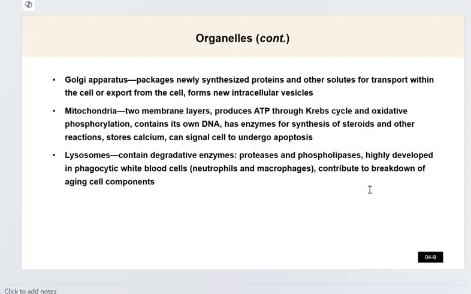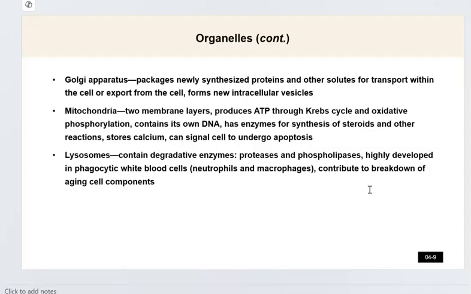Lysosomes contain degradative enzymes, the proteases and the phospholipases. So they are really important in breaking down aging cell organelles and molecules. The degradative enzymes are called acid hydrolases, and they depend on low pH for their function. Some examples of the acid hydrolases include proteases and phospholipases. The proteases degrade proteins, and the phospholipases degrade phospholipids in their membrane.